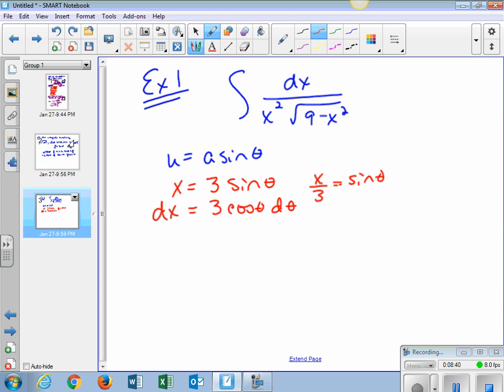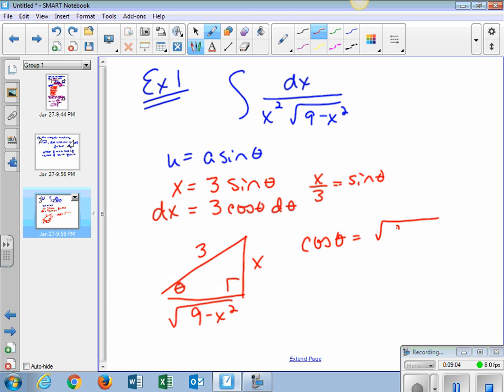Okay, now let's think about my triangle. Sketch something in here. Put my theta down here. That's sine, so I have my opposite over my hypotenuse. So my other side is the square root of 9 minus x squared. And again, I need to get rid of my radical, so I need a radical over a constant. So I'm going to be using cosine theta equal to the square root of 9 minus x squared all over 3, or basically my 3 cosine theta is equal to the square root of 9 minus x squared. Now again, if you're a good memorizer, you can memorize those and have them done really quick.